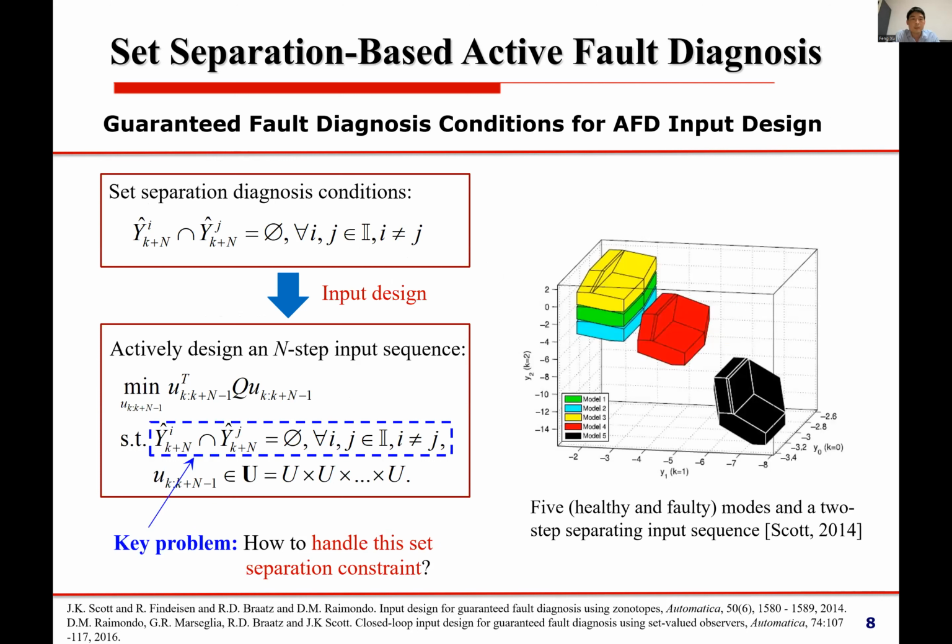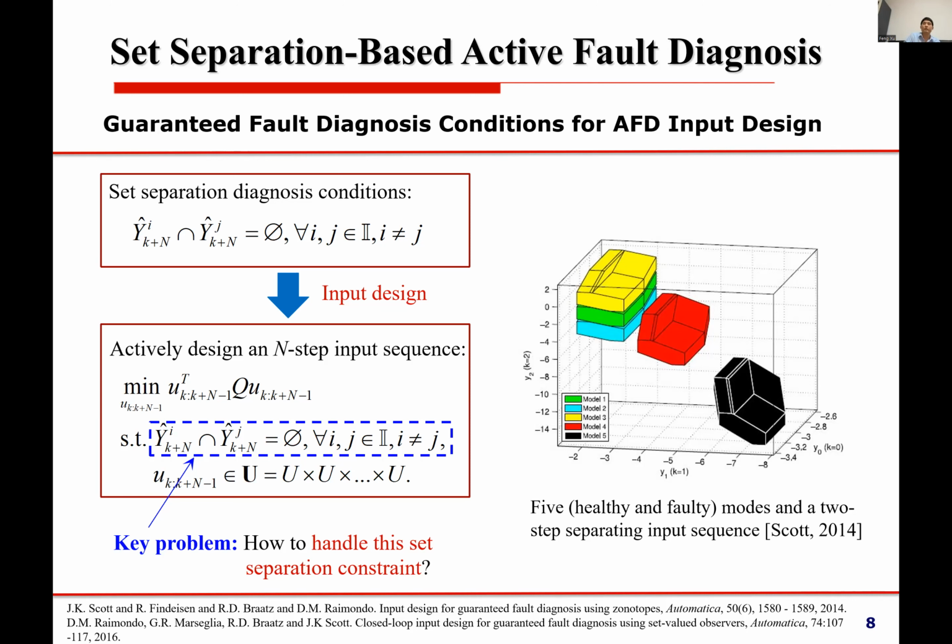I want to introduce the classical set separation-based active fault diagnosis methods. I take the first method from the paper Scott 2014. Based on the logic before, we can imagine that if we can design an n-step input sequence to separate all the output sets at time instant k plus n, then if we inject the input sequence into the system step by step, finally we can guarantee that faults will be diagnosed. So this is the logic, and based on this idea, we can formulate a quadratic program. The objective function is used to measure the energy of the inputs.